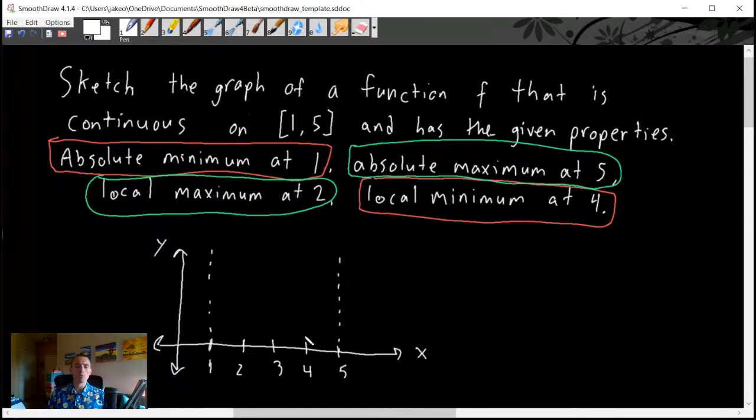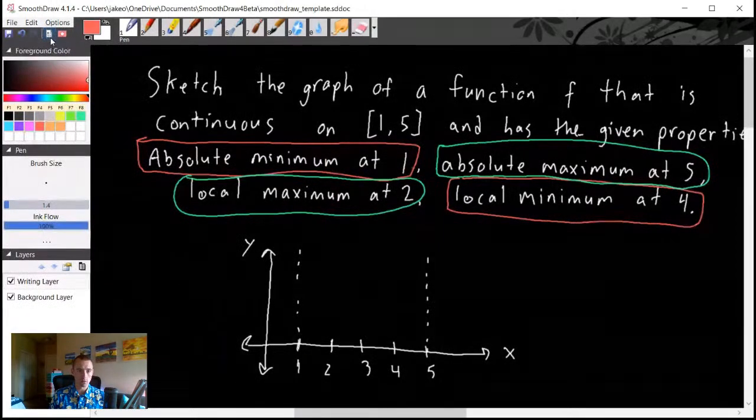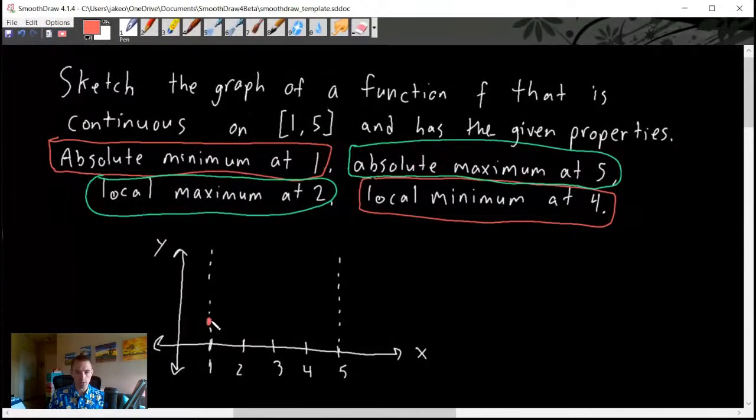Now, what we know is that we have an absolute minimum at 1. So basically our function is as low as possible within this domain. Whenever I'm saying in this example as low as possible or as high as possible, I only care about this domain. We're only worried about this domain of 1 to 5. That's the only part we need to worry about at this point. So our function is as low as possible at x equals 1. Wherever we want to put this point of our function, let's just say we put it here. This is at x equals 1, y equals 1 maybe.